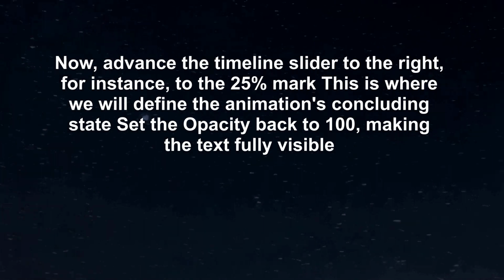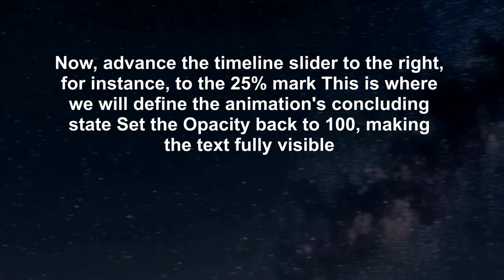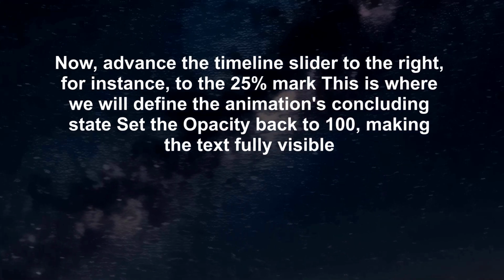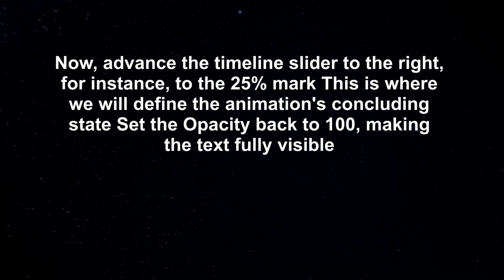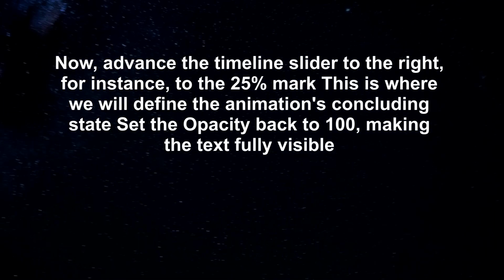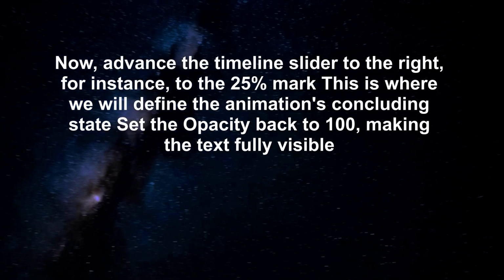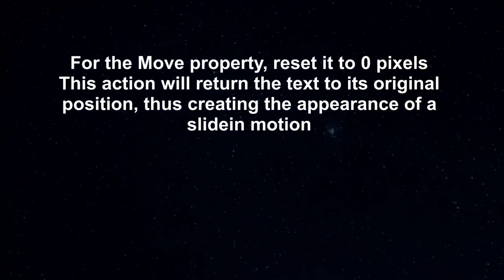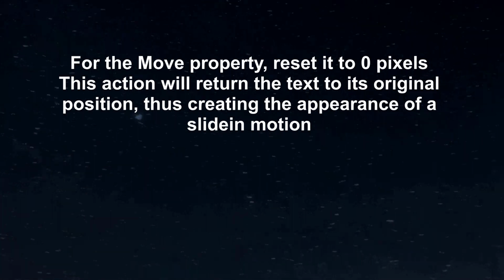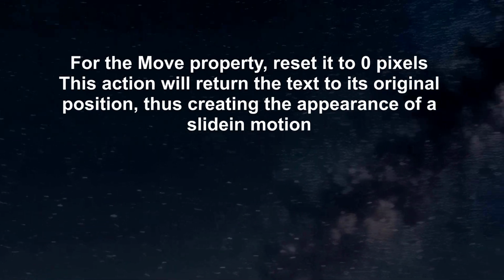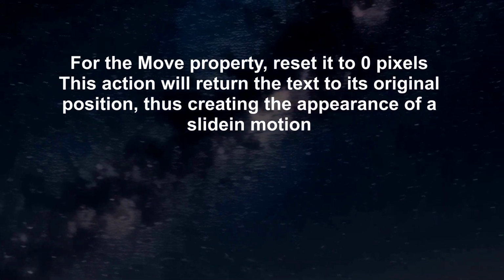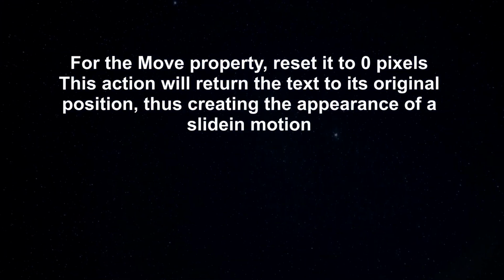Now advance the timeline slider to the right, for instance, to the 25% mark. This is where we will define the animation's concluding state. Set the opacity back to 100, making the text fully visible. For the move property, reset it to 0 pixels. This action will return the text to its original position, thus creating the appearance of a sliding motion.